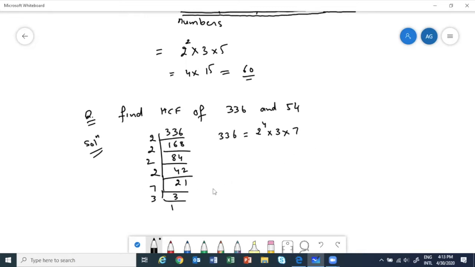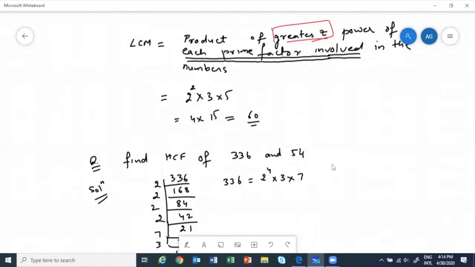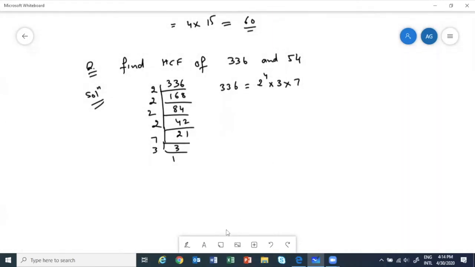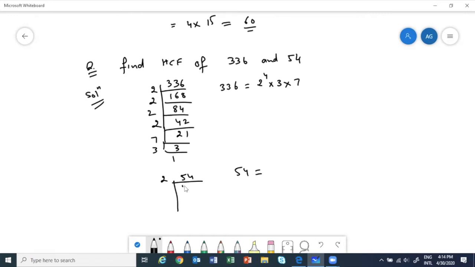Let's do for 54 also. Let's start with 2 only. 2 2 times is 4, 2 27 times, then 3 9 times, 3 3 times, and 3 1 time. So 54 is 2 into 3 cube. Correct. Now let's find HCF.